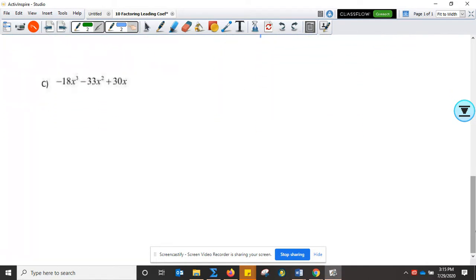Okay, now for C. Factor out a greatest common factor. Do we have one? All right. Thinking we do. Thinking we could take out at least a -3. And not just a -3, but a -3x. Okay. I'm going to get 6x squared plus 11x minus 10.